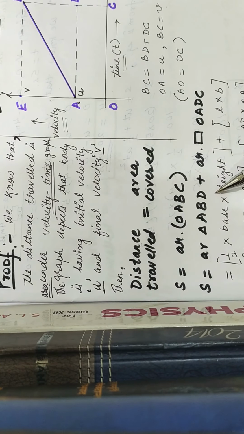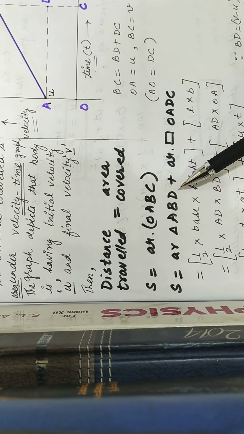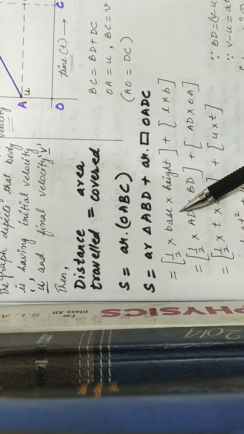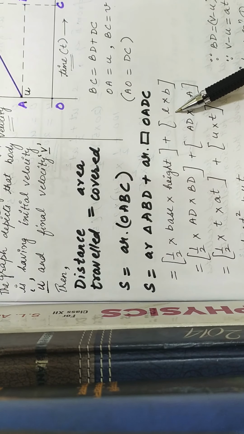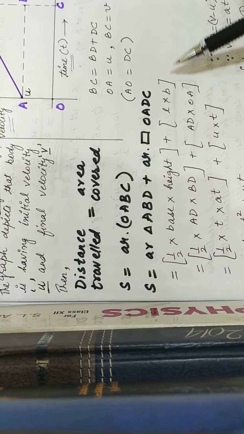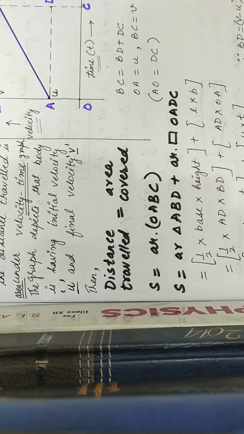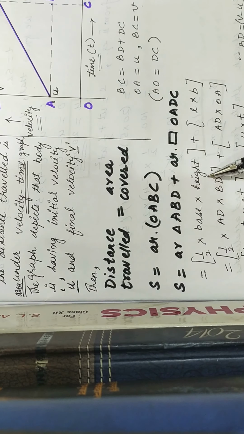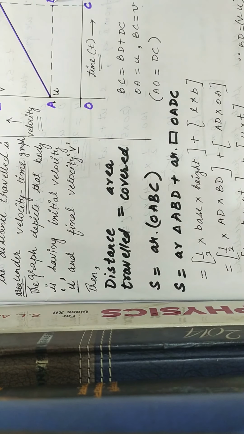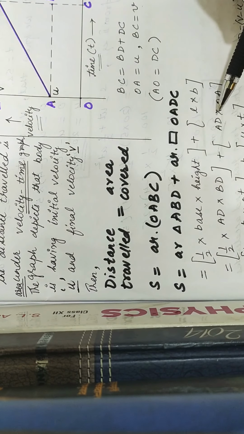We know very well that the area of a triangle is half into base into height, plus the area of the rectangle OADC, which can be written as length into breadth. What is the base as per the diagram? The base of the triangle is AD and the height of the triangle is BD. So, half into base into height will be half into AD into BD. Similarly, the rectangle's area will be the length AD into the width AO.